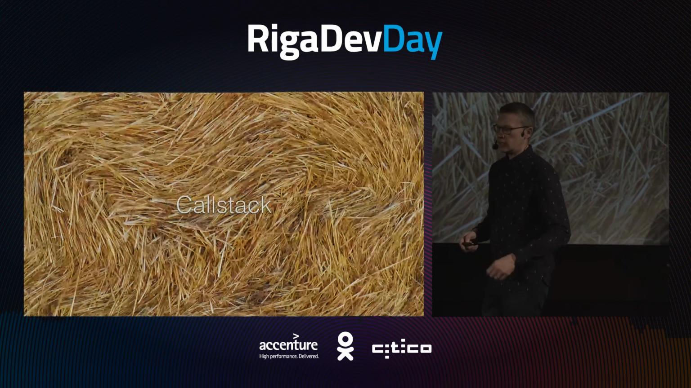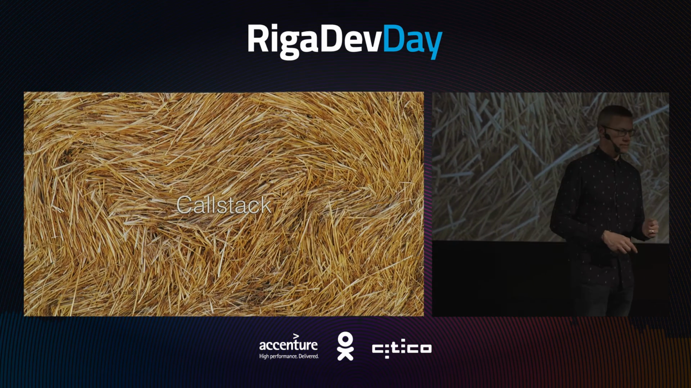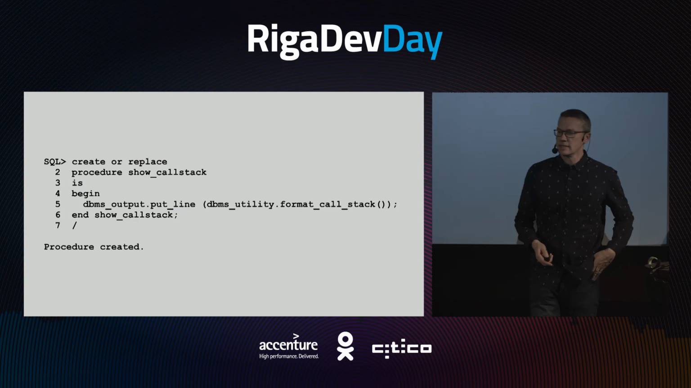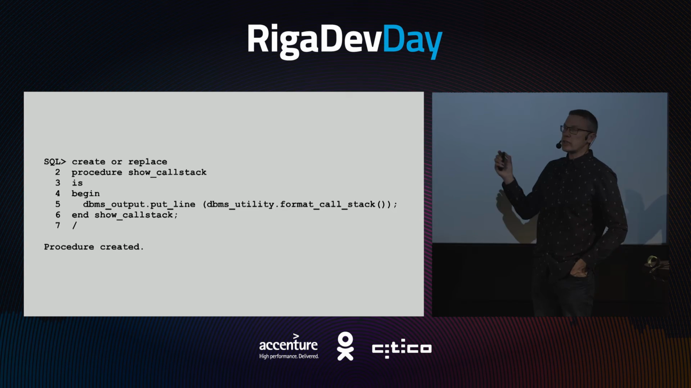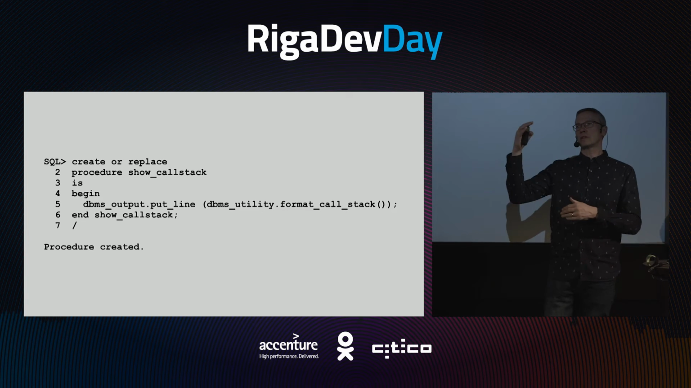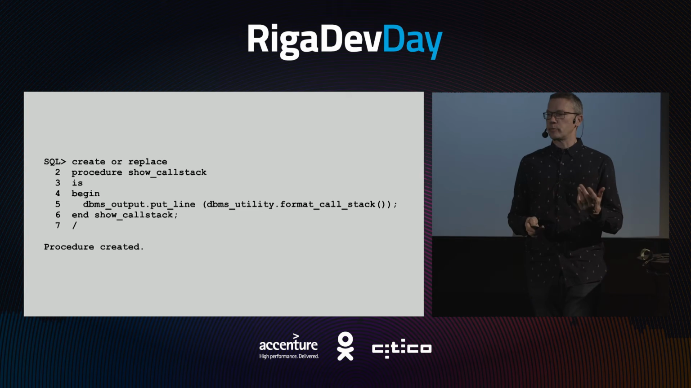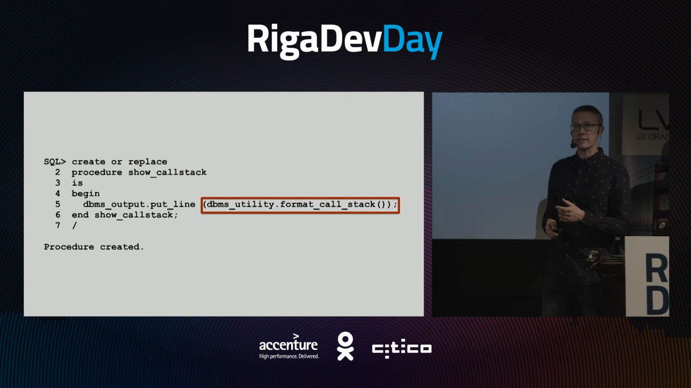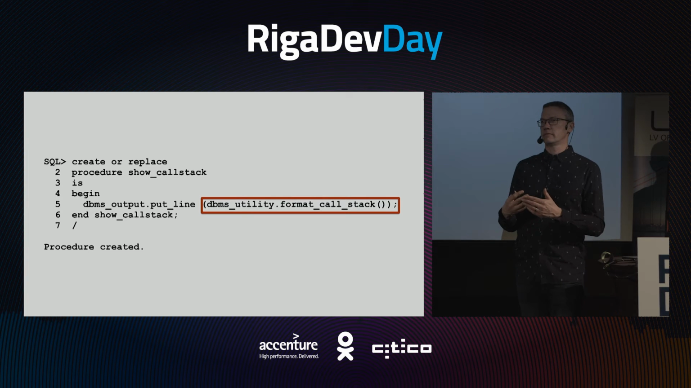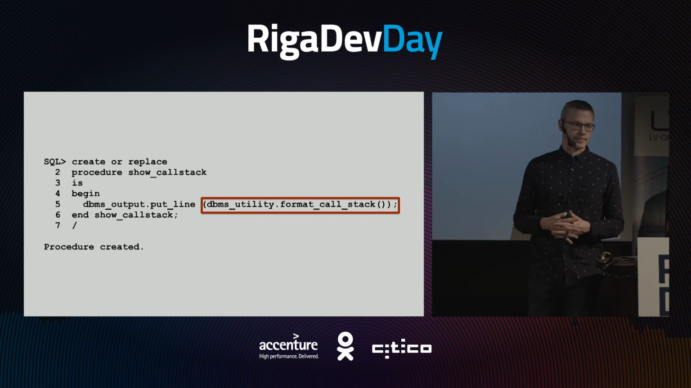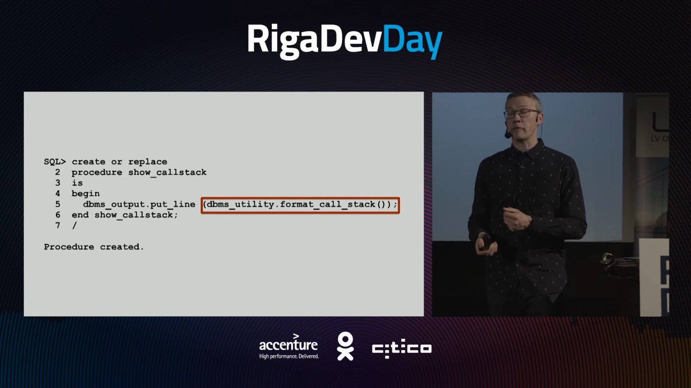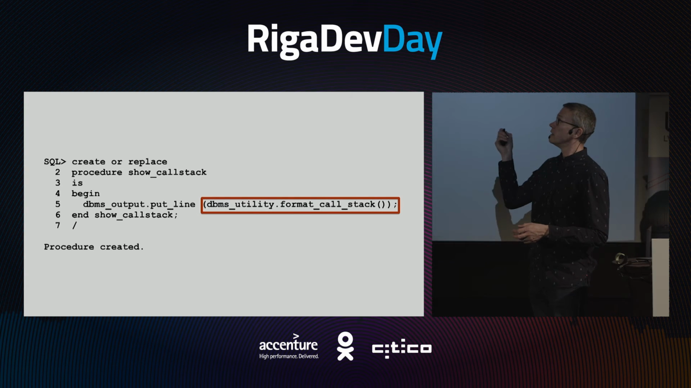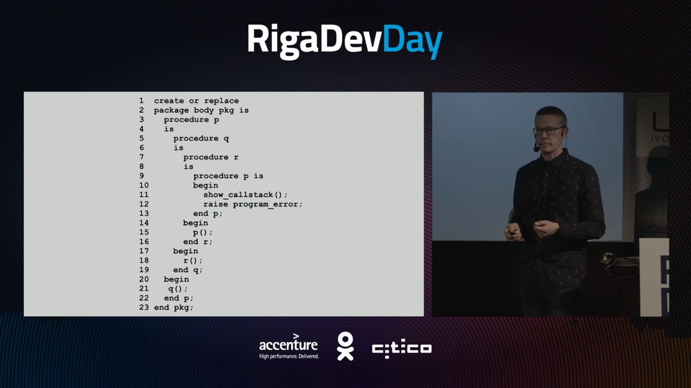Doing pretty good. Last one, the call stack. The only way you could get information about what the call stack was like in PL/SQL, in previous versions, was using the DBMS_UTILITY utility to format the call stack, like this one. And that was as good as it's going to get. So to show you what I mean, I created a procedure which says show call stack, and it's just a wrapper on that function.